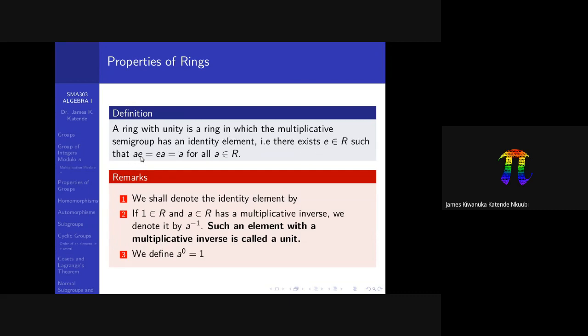So the identity is simply an element that behaves like this: AE is equal to EA is equal to A. Usually we denote the identity element of a ring by 1. When we write 1, we will mean the identity element of the ring, regardless of what the ring is. 1 here will no longer act as a number, but as a symbol to represent the identity element in the ring. So going forward, we shall denote the identity element of the ring by this symbol, 1.